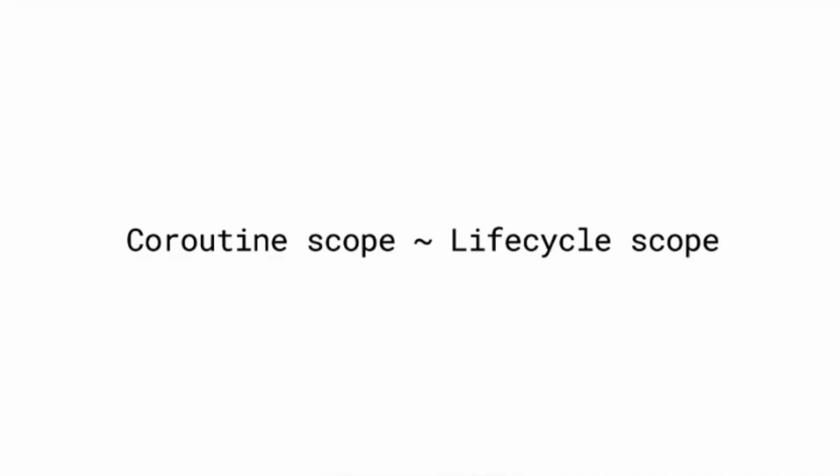For instance, on Android, each activity has its own lifecycle. That means that whenever you can associate the coroutine to the scope of the activity, where the activity is created, you run that coroutine, and when the activity is destroyed, it is cancelled.